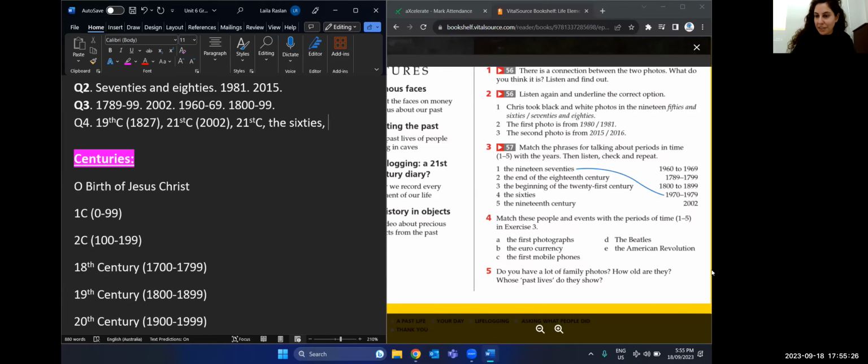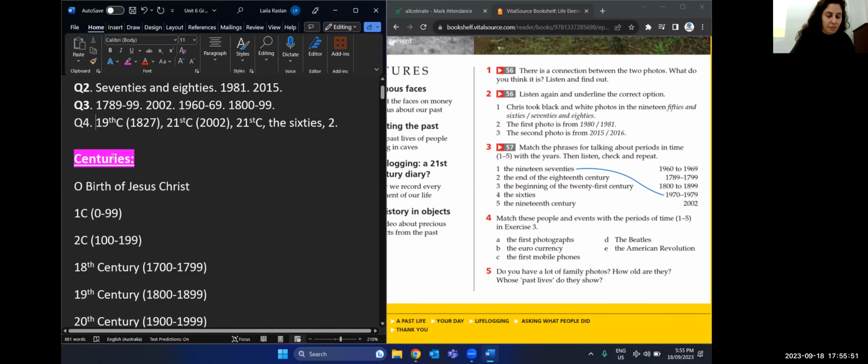And the American Revolution, when did that happen? That happened at the end of the 18th century. So number 2, which is the end of the 18th century. So I got that number from here, the end of the 18th century. So A, the first photograph, is number 5. Maybe if I put the numbers, 5.